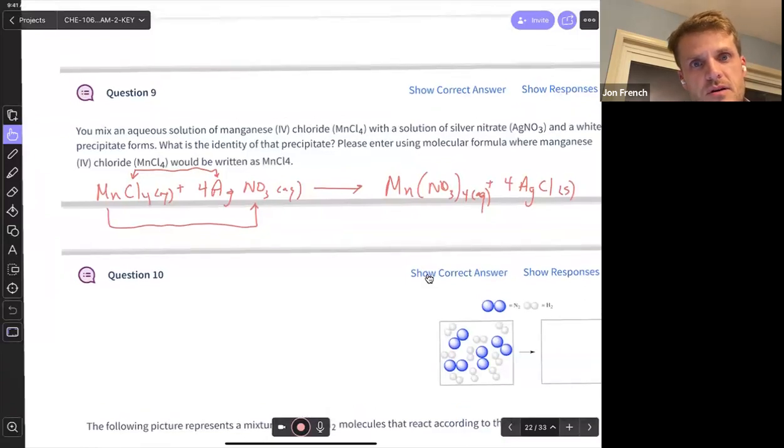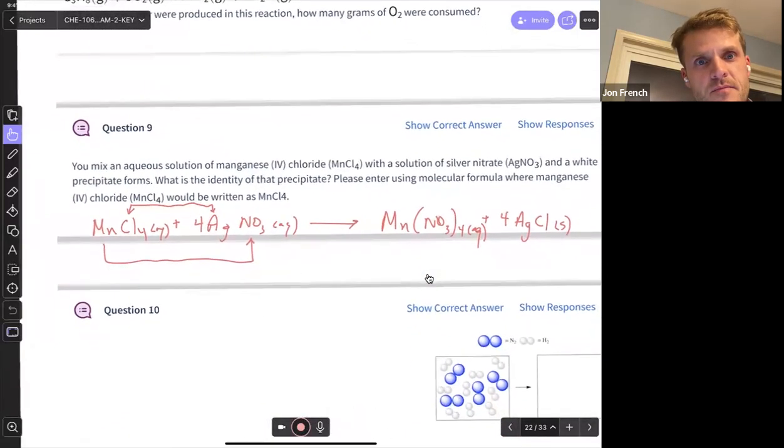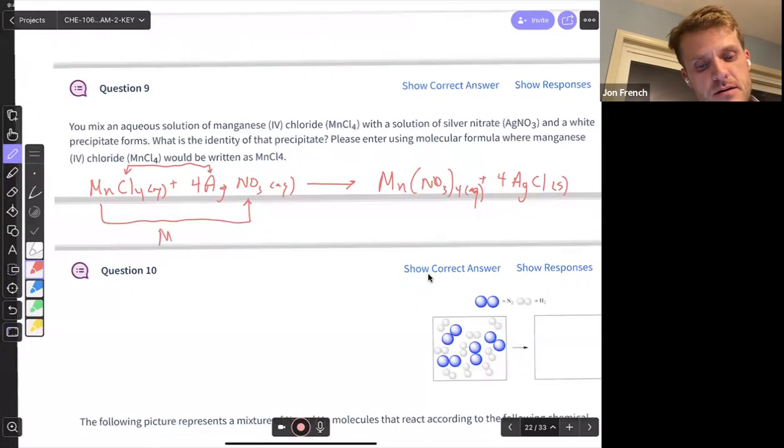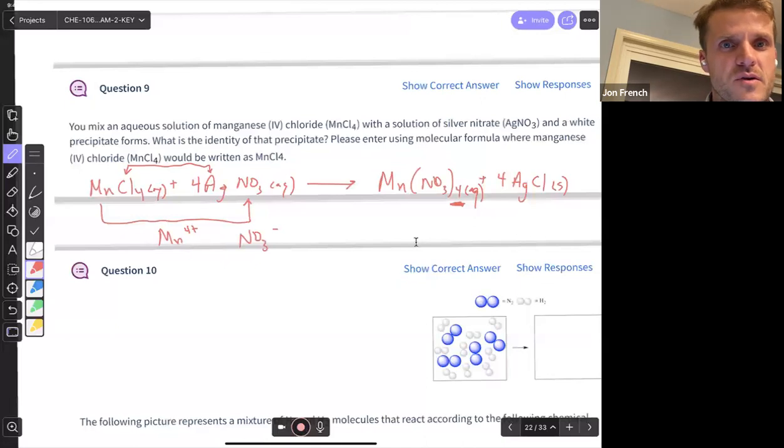Correct. I will give you all the equations. The 4 for the 4 silver nitrates is just to balance the equation out. Because I had 4 chlorides here, that means I need 4 silvers because they go together in a 1-to-1 fashion. And because manganese is 4 plus and nitrate is -1, I needed 4 nitrates to balance that out. So we just did that by balancing the equation. Thank you, Sophie, for taking care of that for me.